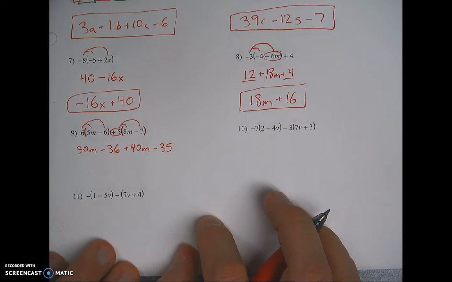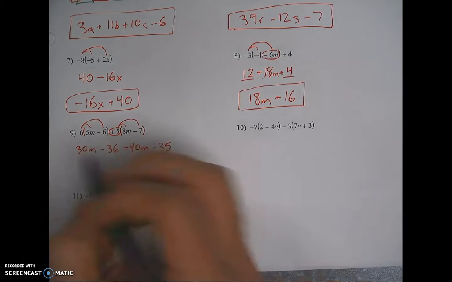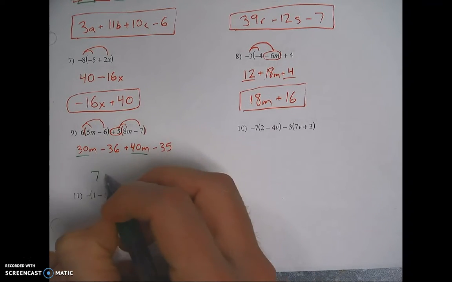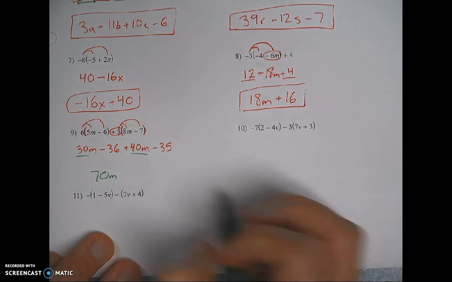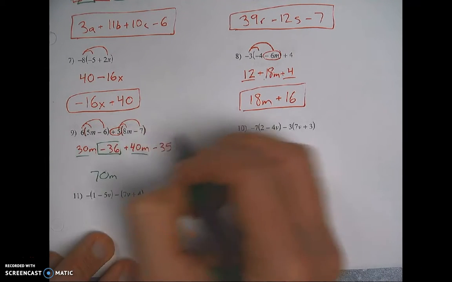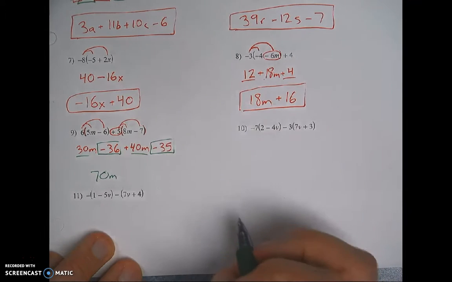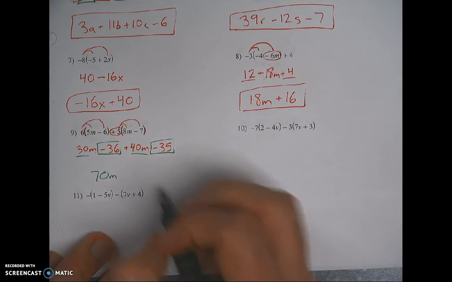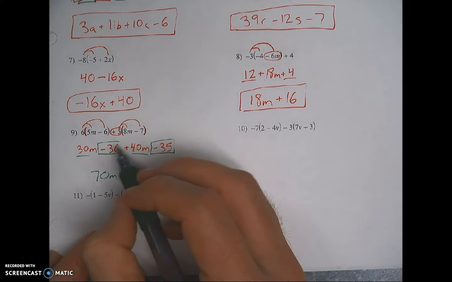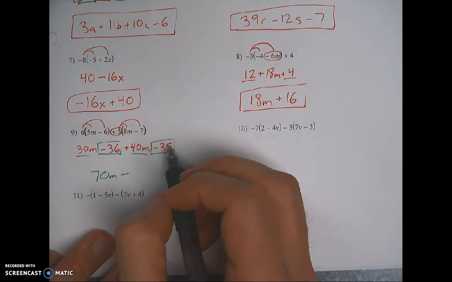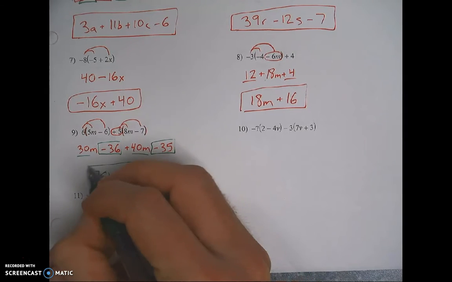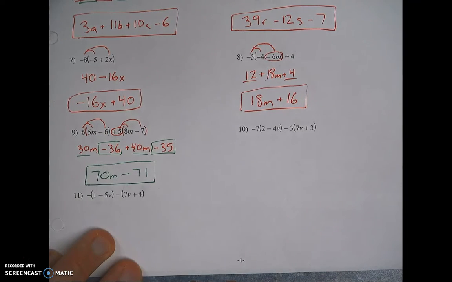Okay, so now I need to combine like terms. I've got an m and I've got an m. So that's 70m. They're both positive, so it's just positive. And I've got a negative 36 and a negative 35. When you combine negatives, you get more negatives. So my answer is negative, and it's just going to be a larger negative. That's negative 71 if you put them together correctly. So 70m minus 71.